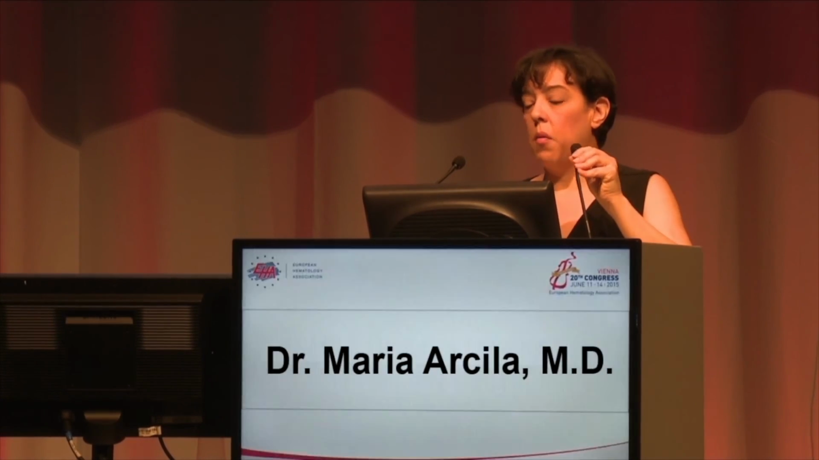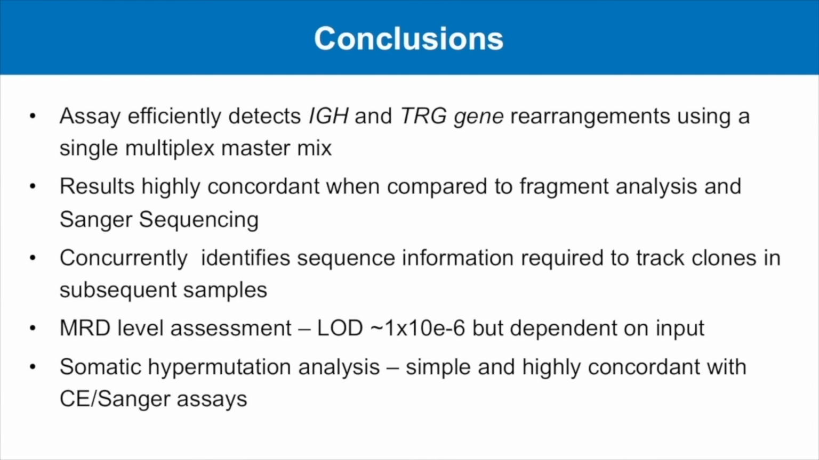So in conclusion, we're very happy with the assay and having transitioned to next generation sequencing. The assay very efficiently detects IGH and TCR gamma gene rearrangements using a single multiplex master mix. The results are highly concordant when compared to the fragment analysis and the Sanger sequencing that we were doing before. However, doing Sanger sequencing and cloning for you to be able to characterize these clones is very time-consuming, and now it is a very seamless process that you can do in just a few days, and you can do it in all the samples.